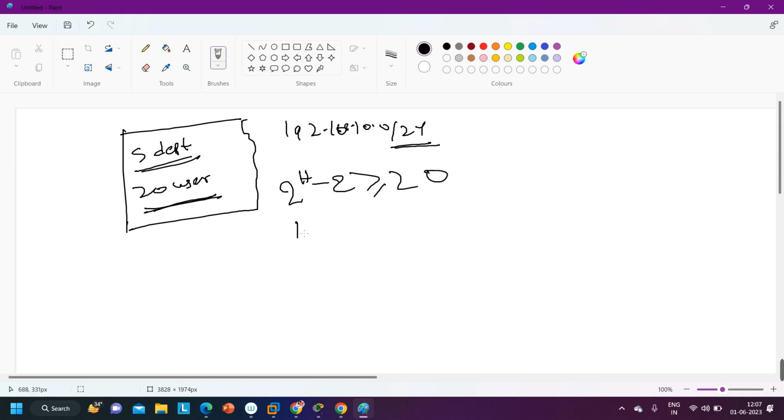What should h be here? If h is 2, then 2 to the power 2 is 4, minus 2. No, that is not my requirement. Okay, so h should be 5. Now if h is 5, then what will n be? 27. So you will use what slash value?